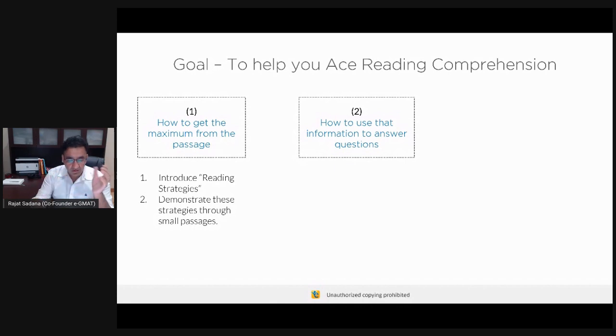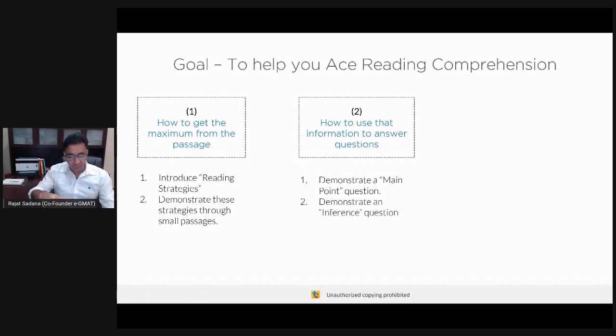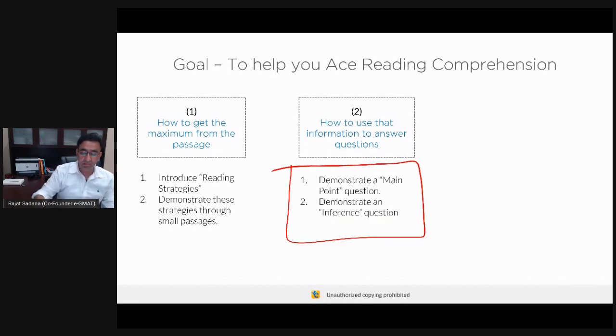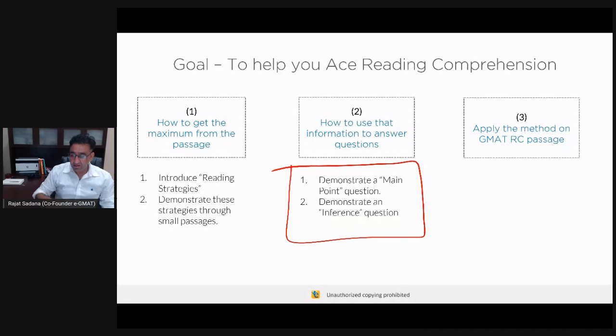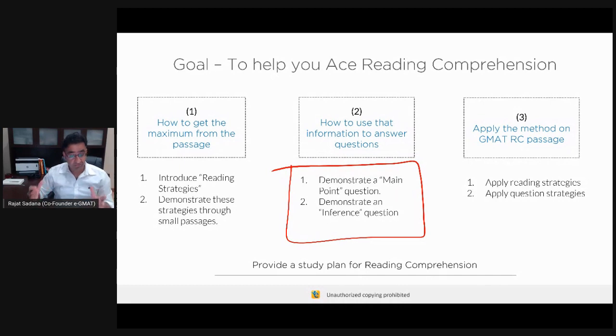We're going to understand why you made a mistake, where you made a mistake, and which core concepts you lack when you make a mistake. In this sprint one, we're going to do 2 questions. We're going to demonstrate that using a main point and an inference question. And then the learnings that we take, we're going to apply to a full-length official RC passage over here.